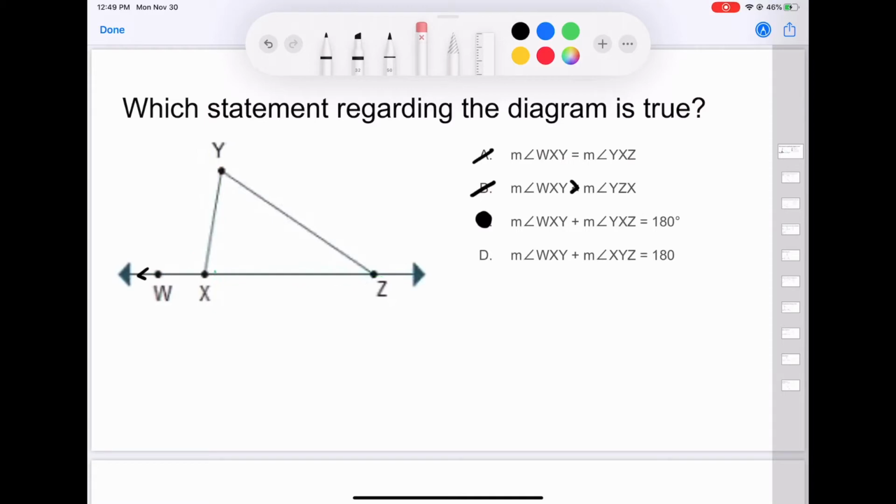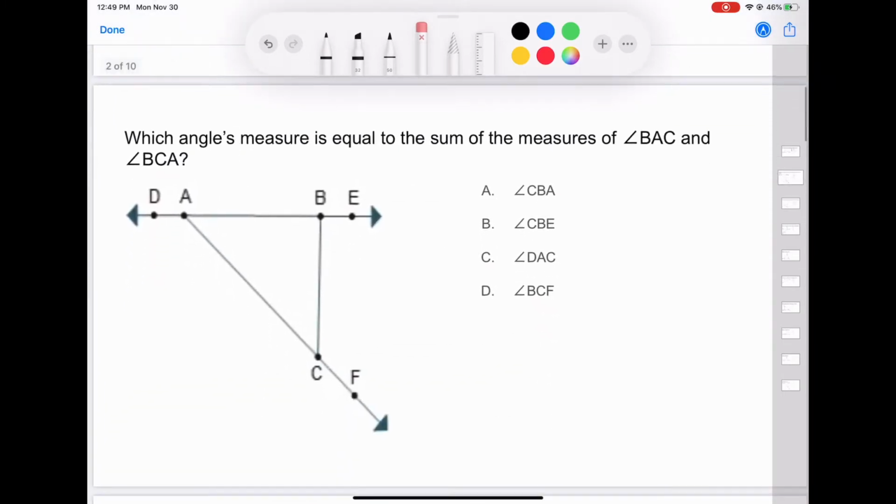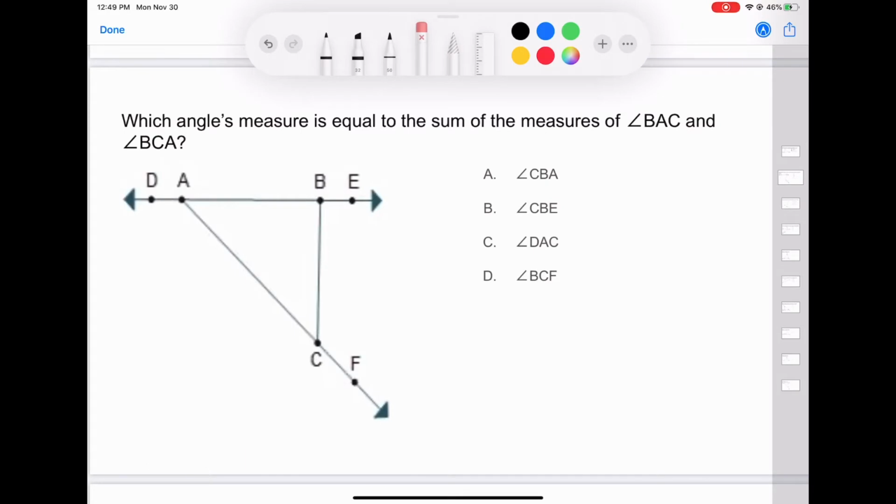Let's go ahead and move on to the next problem. This problem asks, what angle measure is equal to the sum of the measure of BAC and BCA? So what we want to do is identify BAC. Actually, let me clean up that line. Actually, we can indicate it by just doing this. BAC and BCA.